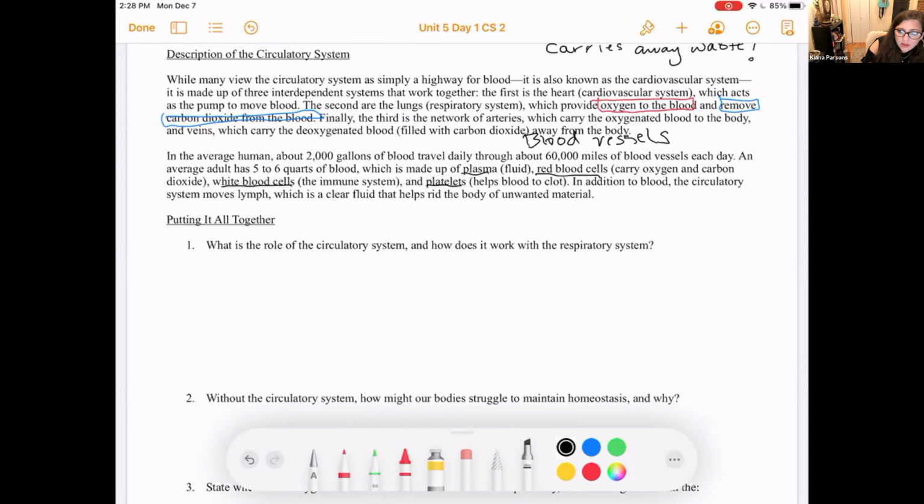Typically, we draw the constituents of blood. We're going to touch upon them briefly, but it's not typically covered in the units. But those are the parts of your blood. So your blood is made up of plasma, red blood cells, white blood cells, and platelets. The plasma is the fluid. It's like the liquid that makes up your blood.